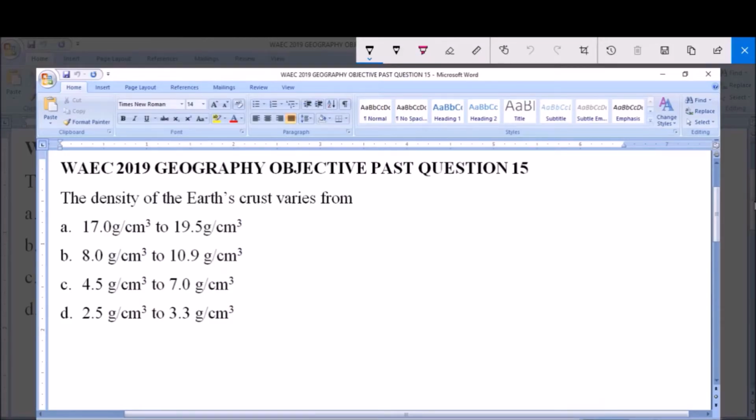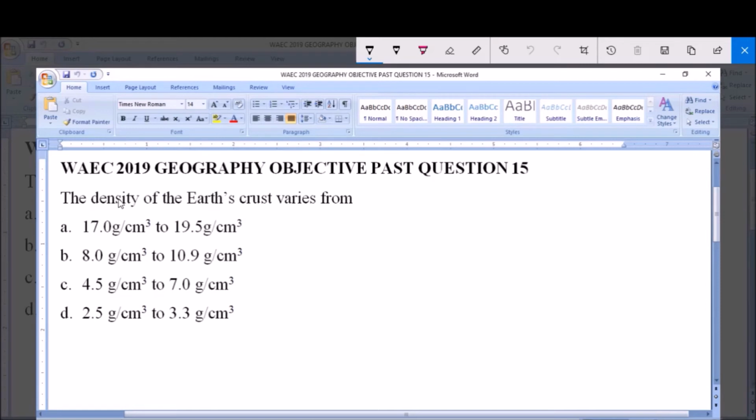Hello, I'm going to be answering WAEC 2019 Geography Objective Past Question 15. The density of the Earth's crust varies from A. 17.0 gram per cm cube to 19.5 gram per cm cube, B. 8.0 gram per cm cube to 10.9 gram per cm cube, C. 4.5 gram per cm cube to 7.0 gram per cm cube, D. 2.5 gram per cm cube to 3.3 gram per cm cube.